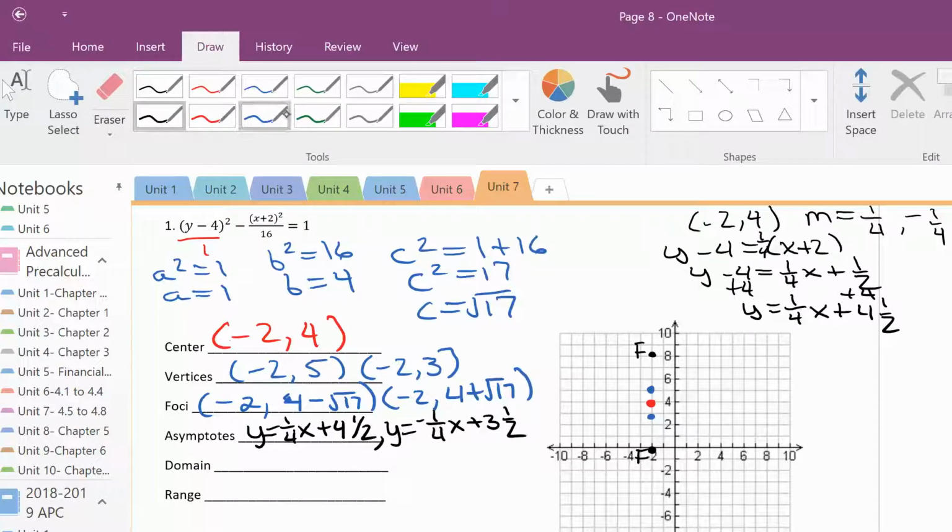So those are your equations, but then remember to draw the box. Starting from the center, you're going to go out 1, 2, 3, 4, 1, 2, 3, 4, and then you're going to draw your box. And then you would draw your asymptotes through the box, the corner of the box and the center.